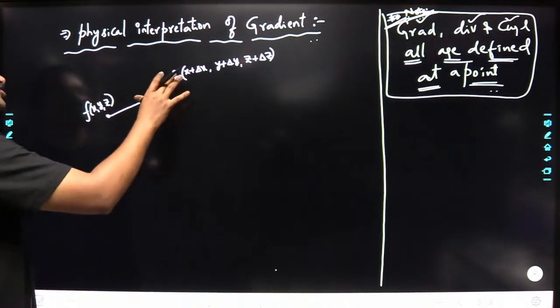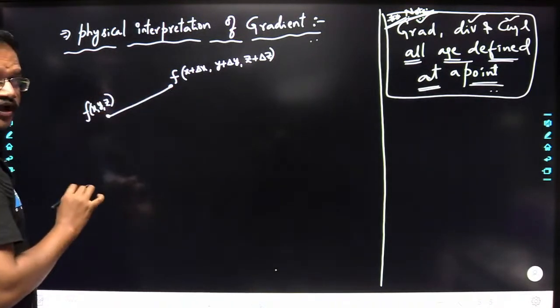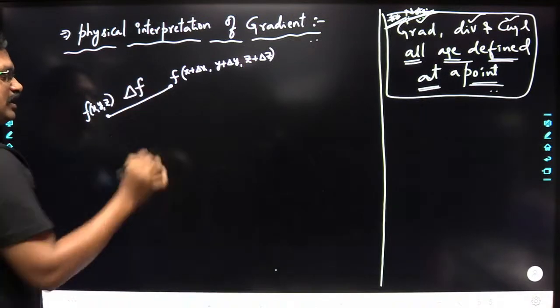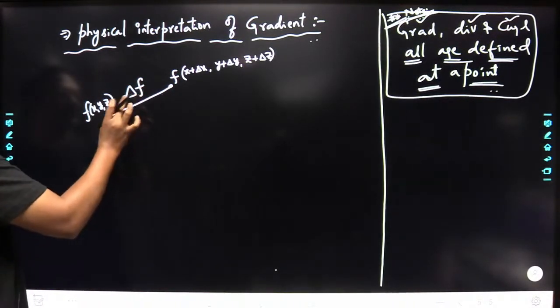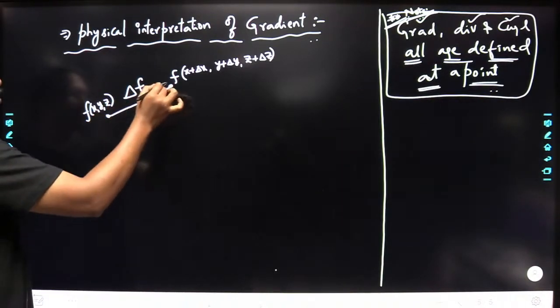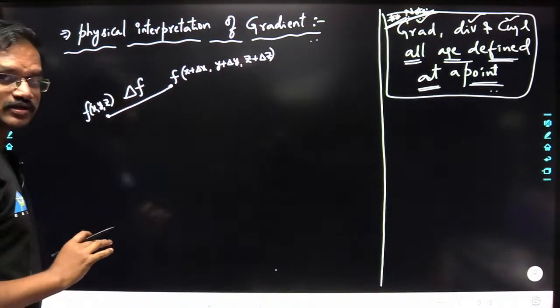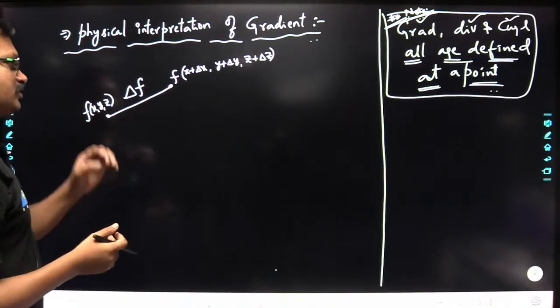Right. So the change in function here, as you move from this point to this point, I can represent with del f like this. Yes or no? So this del f represents what here? The change in function as you move from x, y, z to a point x plus delta x, y plus delta y, z plus delta z. Right. Okay.